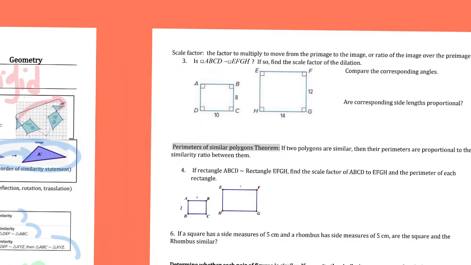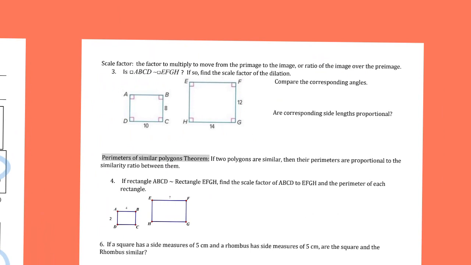I want us to practice. Would these be similar? Meaning, are the corresponding angles congruent? And the answer is yes, they are. If you look at G, it's congruent to C, and F and B are congruent, and so is E with A, and D with H. So each corresponding angle is congruent to the one on the opposing figure. Then, are our corresponding side lengths proportional to each other? If you look at the similarity statement, FG is right here, and FG is going to be proportional to BC, perhaps.